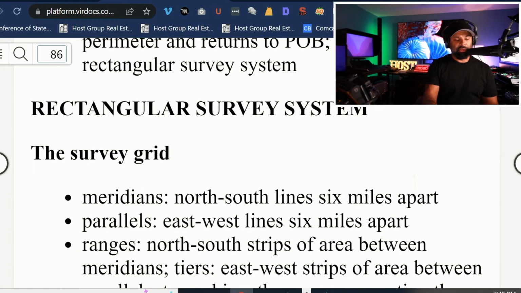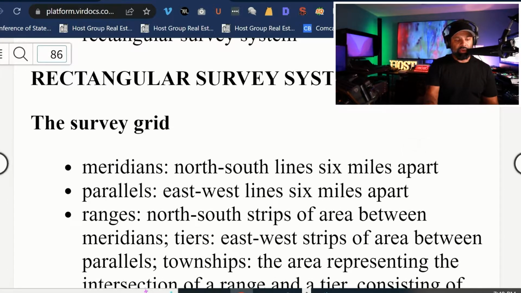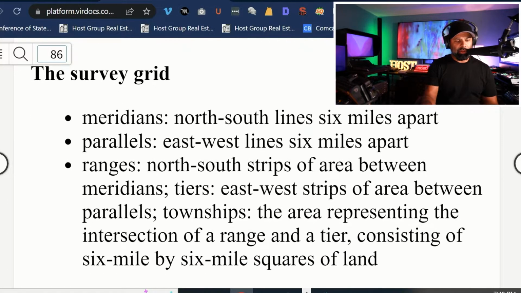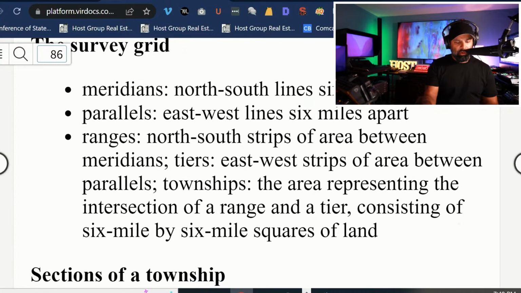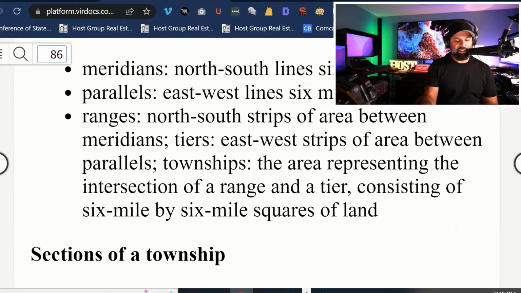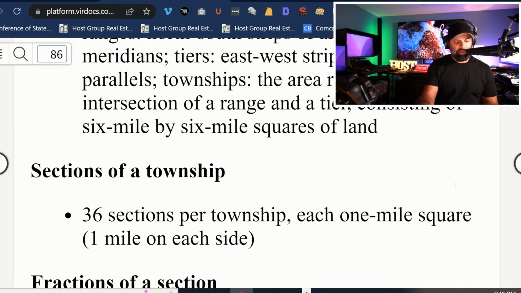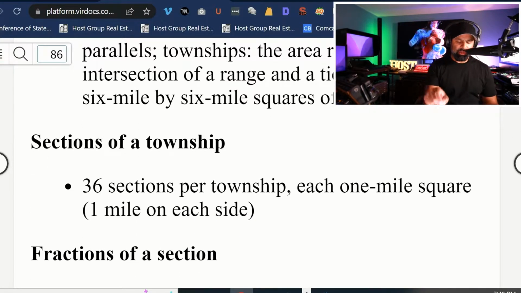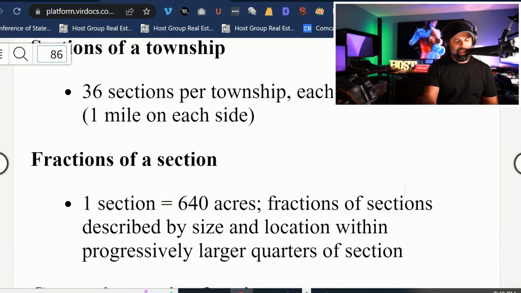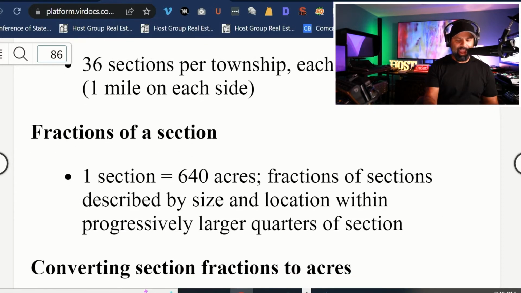The rectangular survey system, the second one: the survey grid, the meridians, parallels, ranges. Okay, and then we kind of figured out they're consisting of 6 miles by 6 miles square of land. And then we had sections of a township, 36 sections per township. I told you that was important. Each one is 1 mile square. And then each section is 640 acres.